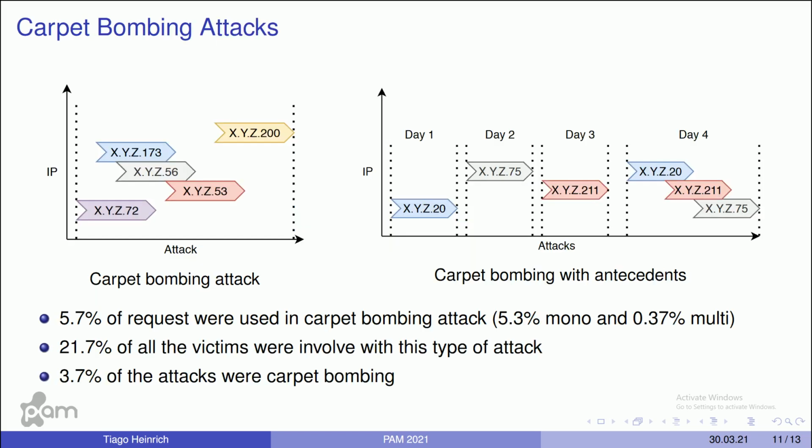The figure on the left represents carpet bombing attacks observed. Overall, carpet bombing traffic represents less than 4% of the traffic and less than 6% of the requests, but affects almost 22% of the victims. And the figure on the right presents what we call an attack with antecedents, where the carpet bombing attack occurs after a few days where a single address is targeted each day.